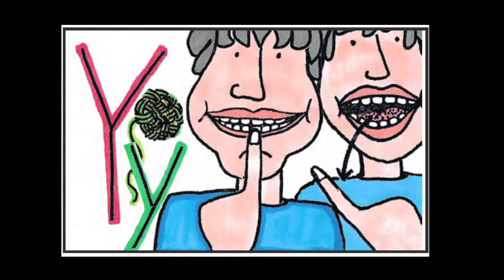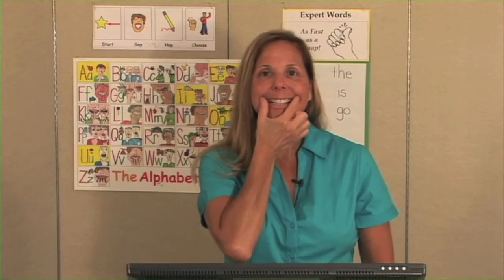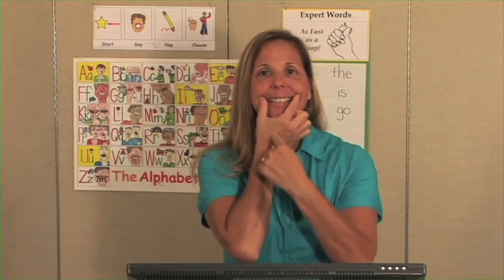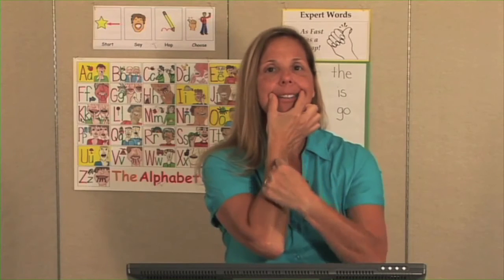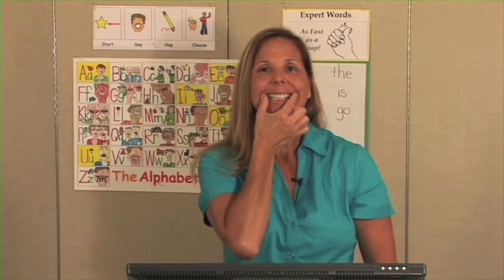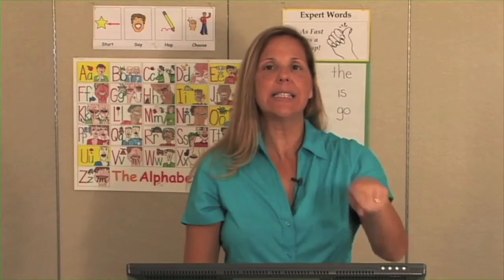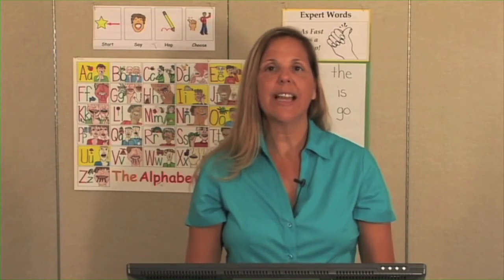Y is the smile sound. You're going to make a smile, and you can actually touch with your thumb and your finger to make the top part of a Y, and your arm makes the bottom part. And then finally, Z is Z, and we're going to make the letter Z.